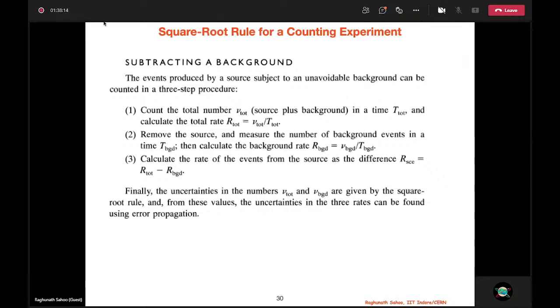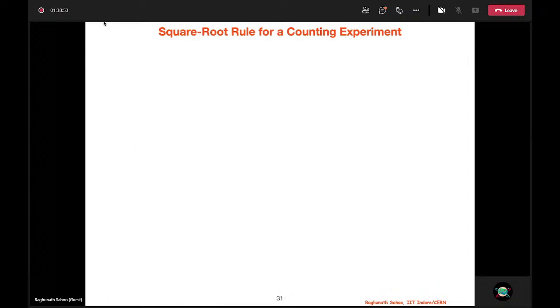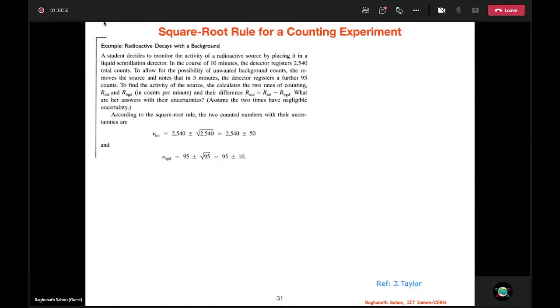After this is done, you calculate the rate of events from the source as the difference, so R source is equal to R total minus R background. Finally you have to put the uncertainties on the numbers, following the square root rule. If required, you may have to propagate the errors, because this formula is essentially an A minus B kind of formula at the end. So this is the standard rule of taking care of backgrounds in counting experiments. This has a good discussion in John Taylor's book. Let me see how it is done.